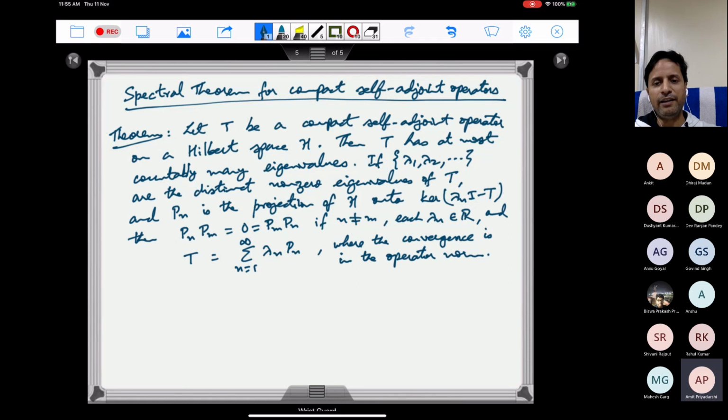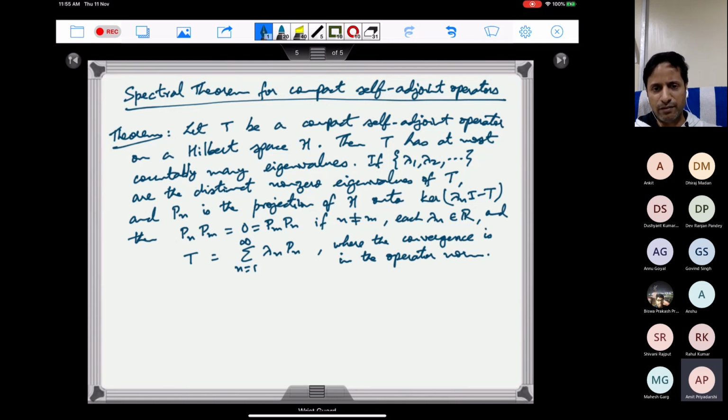And then we again apply this. That will again be a compact self-adjoint operator. So again we find one lambda 2 such that lambda 2 is equal to norm of T2, where T2 is T restricted to that. And then we apply induction. This way we get lambda 1, lambda 2, lambda 3 and so on. And in fact mod lambda 1 is bigger than or equal to mod lambda 2, bigger than or equal to mod lambda 3 and so on.